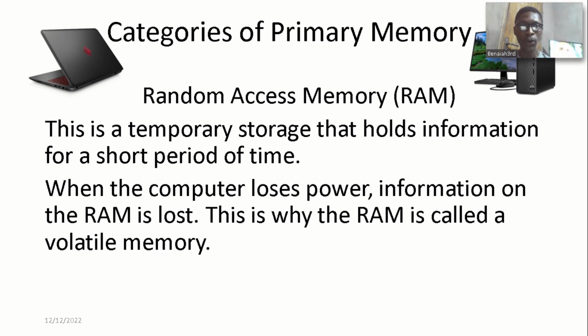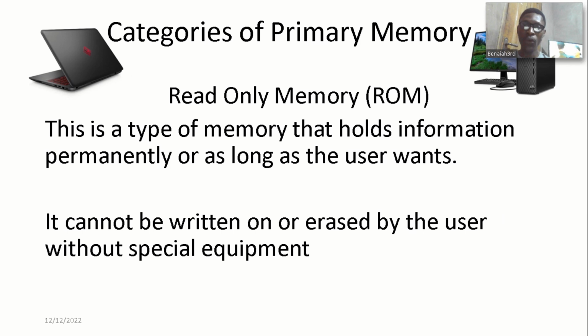When you talk about RAM, it's a temporary storage that is used to hold information for a short period of time. Now, when there is a power outage or when the computer loses power, the RAM loses its information. That's why we say that the RAM is volatile. That is, it doesn't hold information for long. Then we have the read-only memory.